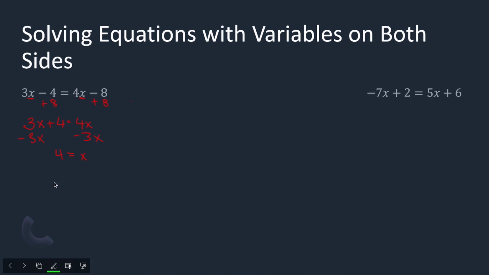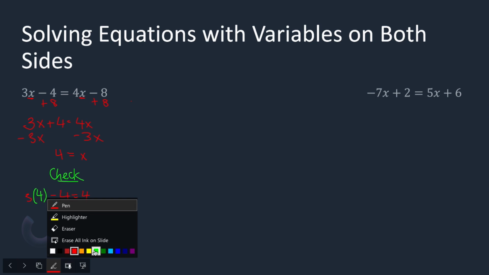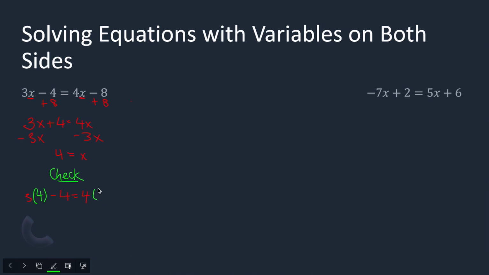So let's check that. Let's plug in 4 for x. So 4 times 3 minus 4 is equal to 4 times 4 minus 8.